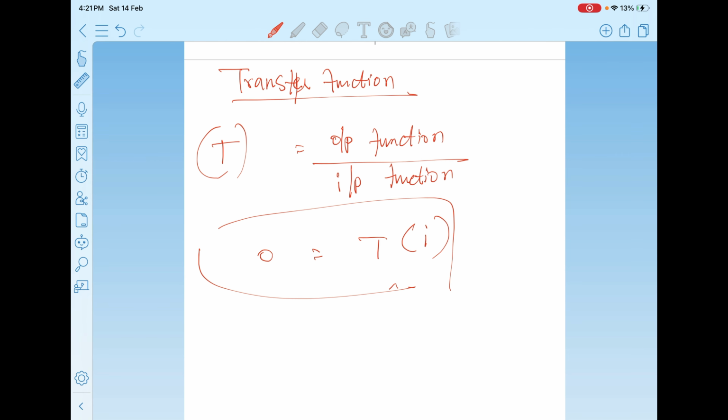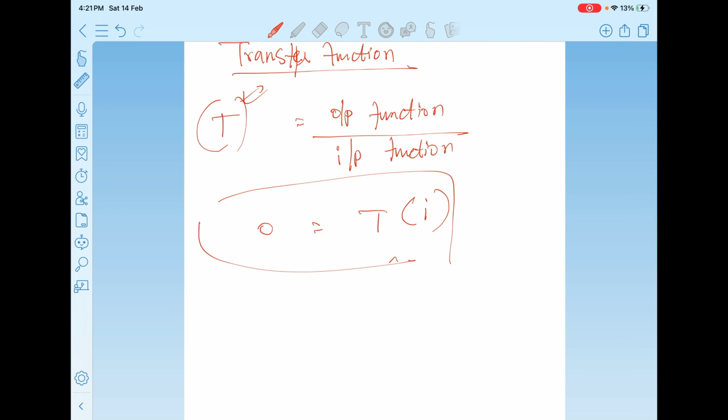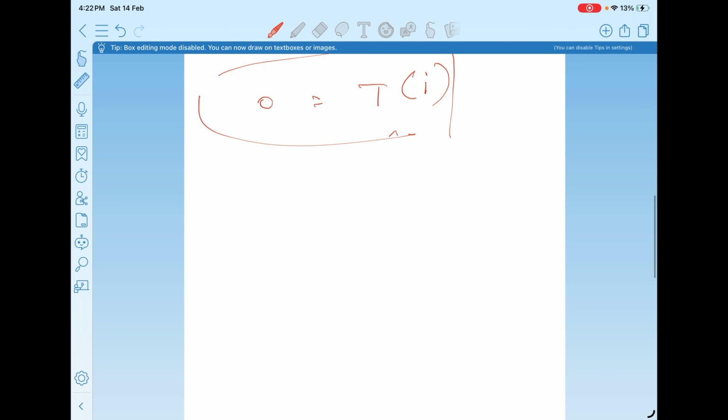So that is the importance of T. For a particular system, this transfer function will be constant. It will not be varying. That is the reason this transfer function is very important for any system. This can be used for any mechanical system, any electrical system. Let us take some examples of how this transfer function is used.